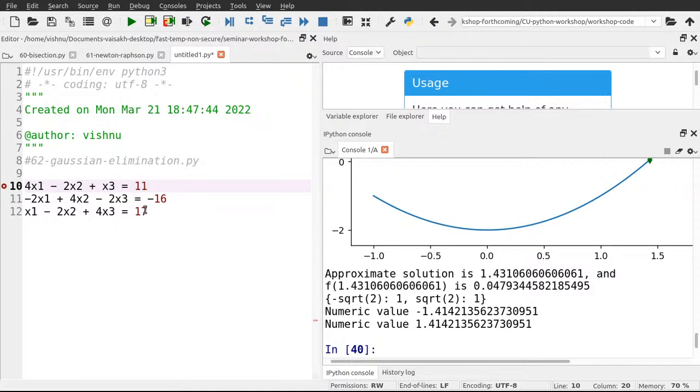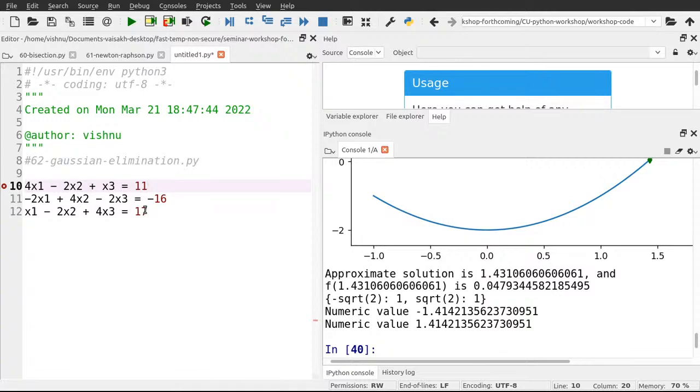I forgot to tell one thing: we need to form the augmented matrix first, which means the coefficient matrix, and together with that, the last column, we augment this 11, minus 16, 17. We'll make the same changes to this column also. So finally, the last equation will be having only one variable. So we will solve for the last variable, x3.